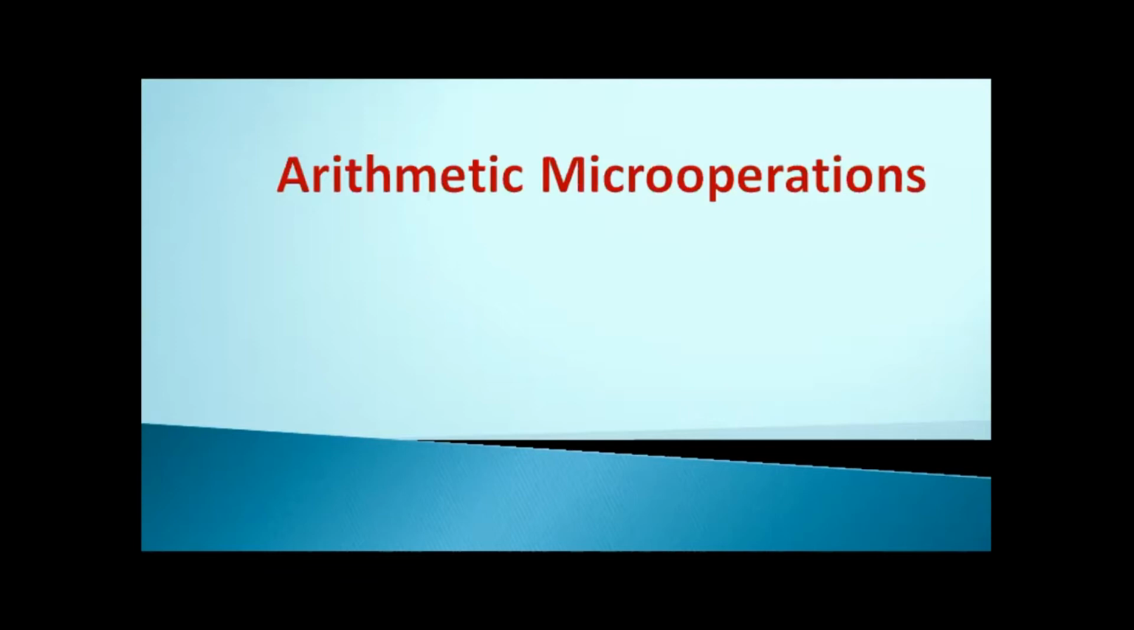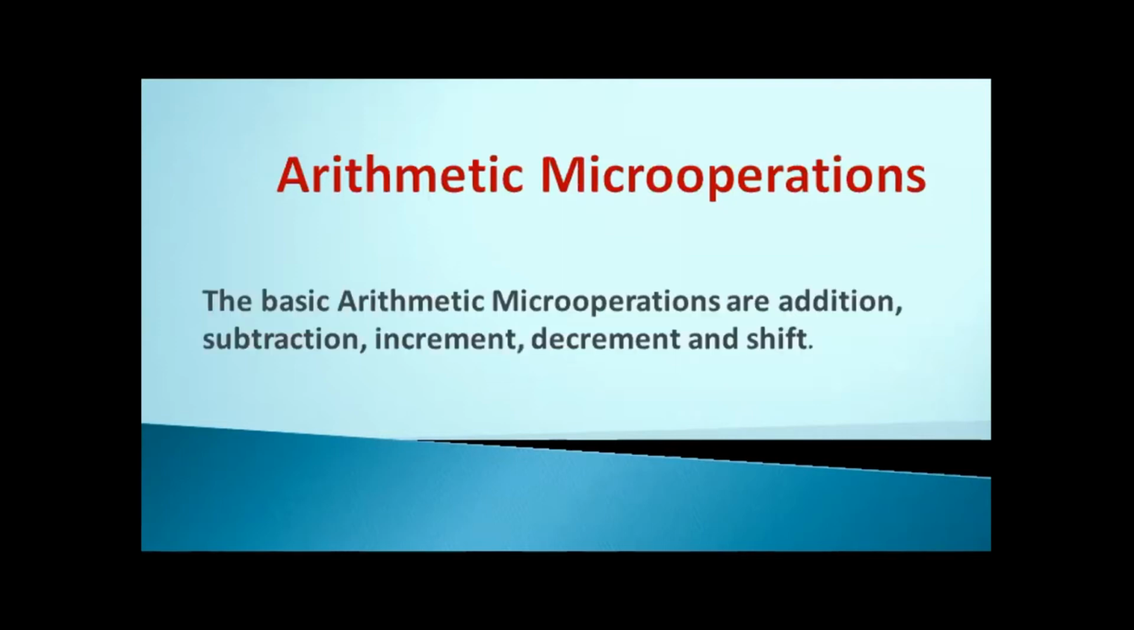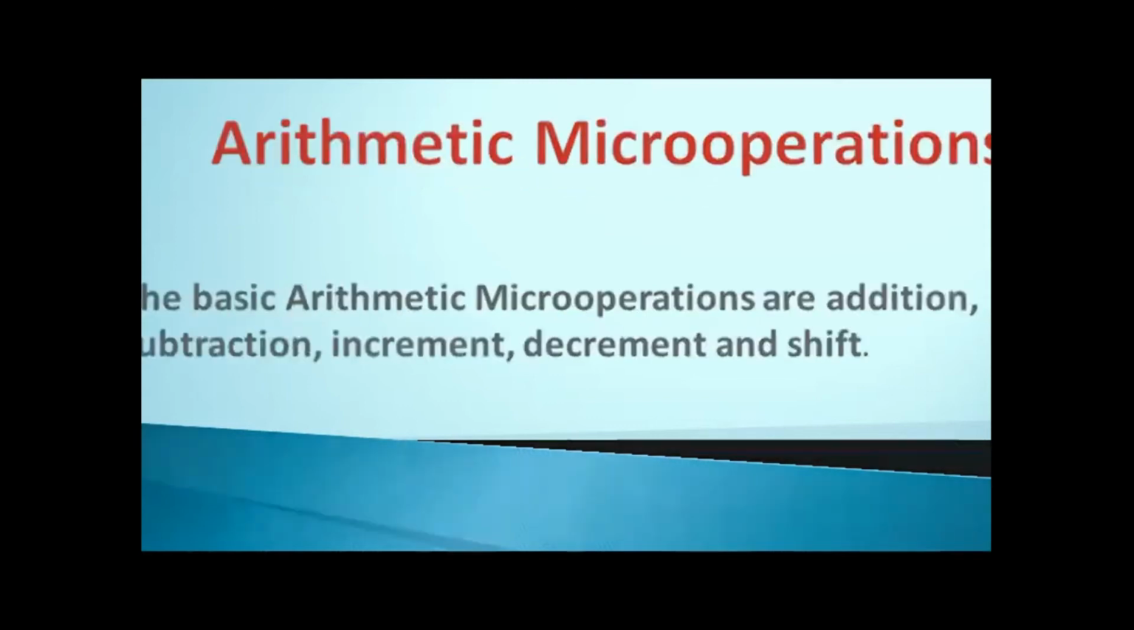Micro-operation is an operation which is performed on the data stored in the registers. What is meant by micro-operation? Micro-operation is an operation which is performed with the data stored in registers. When coming to arithmetic micro-operations, the basic arithmetic micro-operations are addition, subtraction, increment, decrement, and shift. By using binary adder, we can perform the addition operation. Especially in this session, we are going to discuss binary adder.